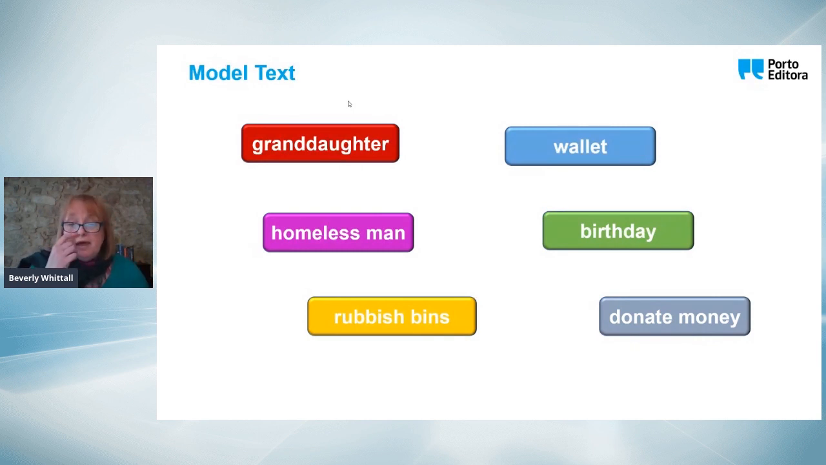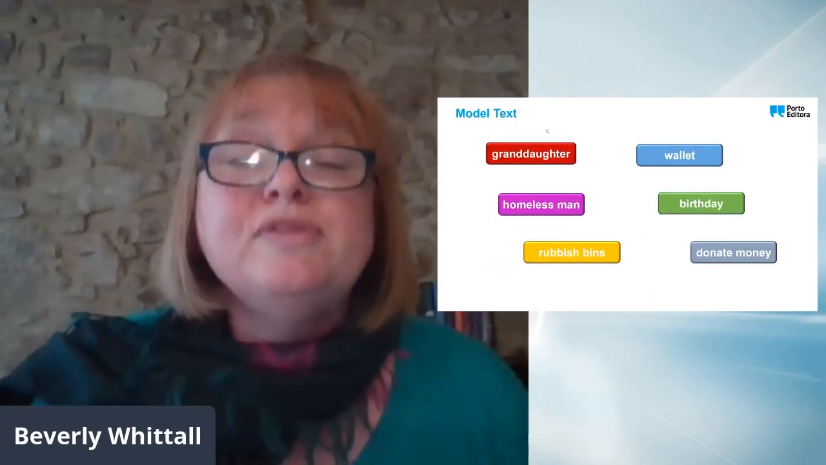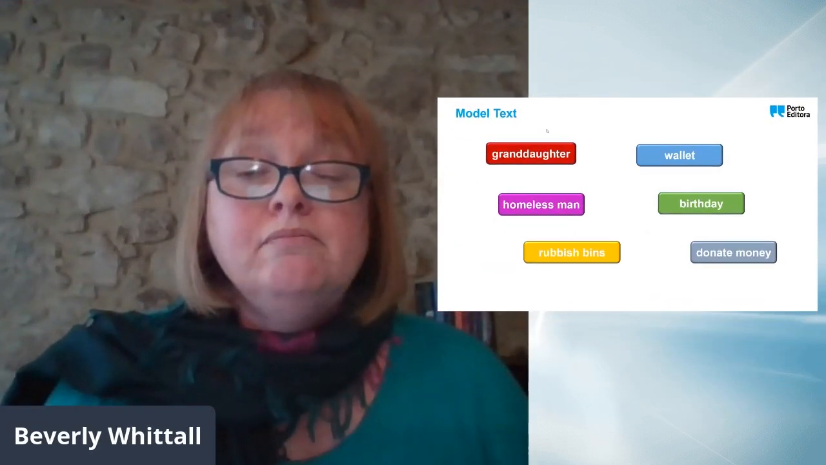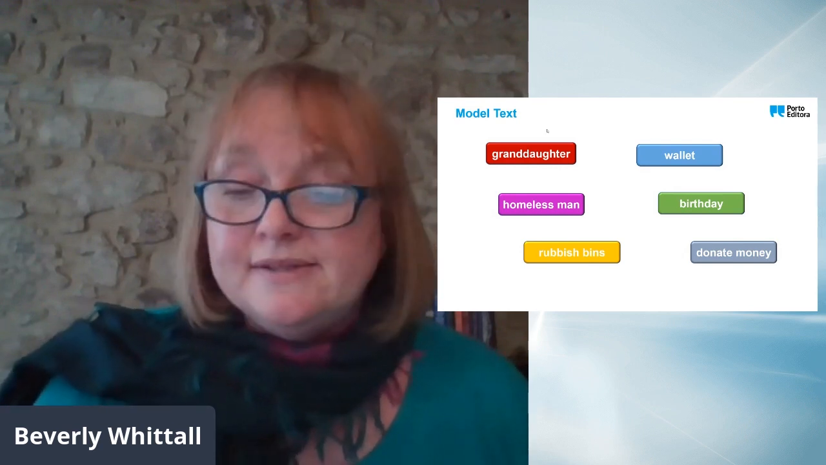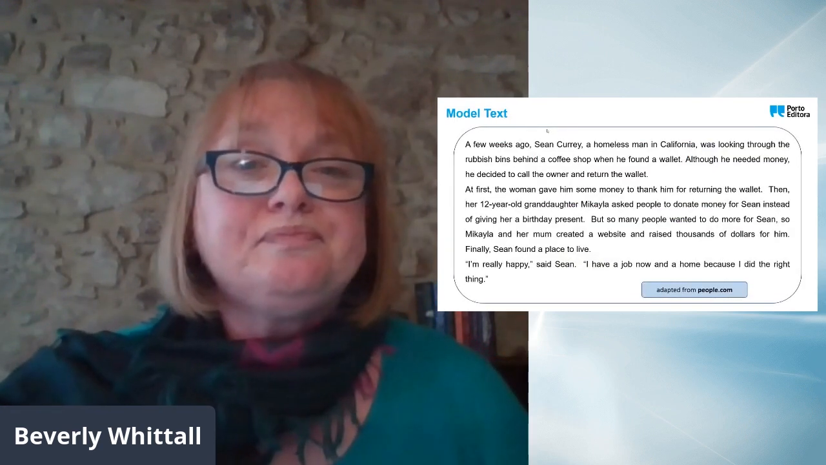And in this example, I've taken out some key words so that the students can predict what the story is about. By looking at these words, what do you think this story might be about? And then students read the text, and here it is.